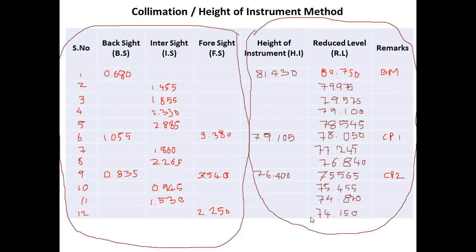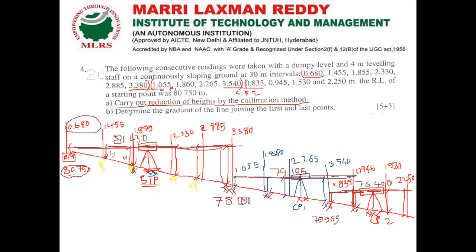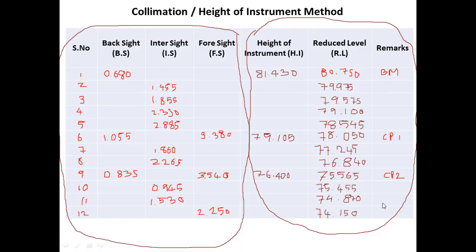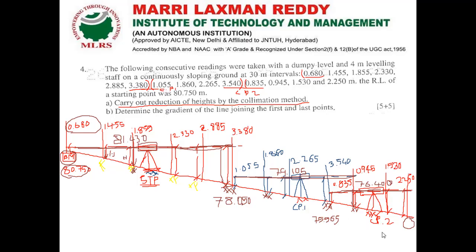So in this problem we have found the solution for the first question. Then the second question is to determine the gradient of the line joining the first and last point. For this, what is the RL of the first point? 80.750. What is the RL of the last point? That is 74.150. So their difference is 6.600.